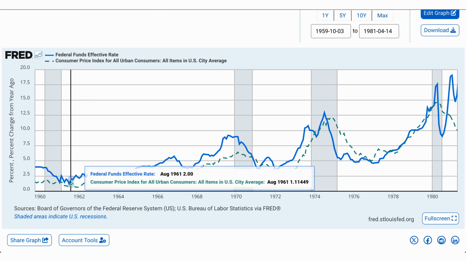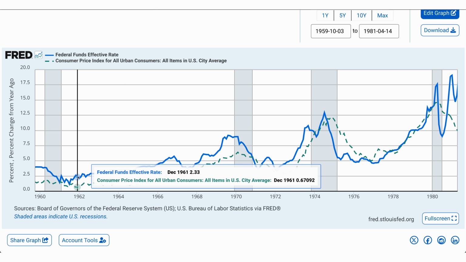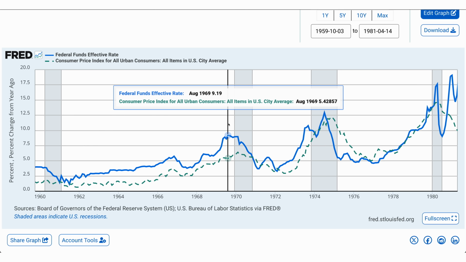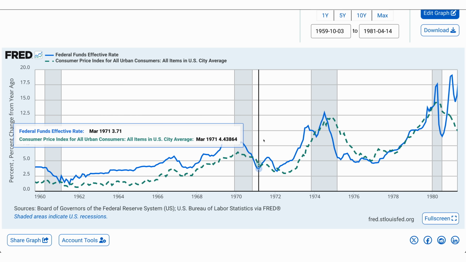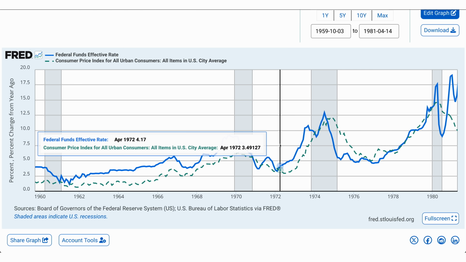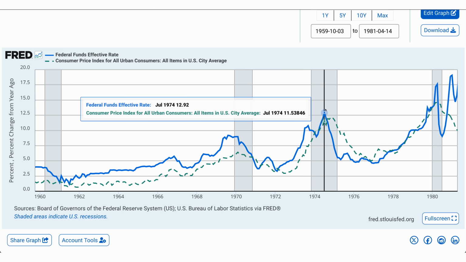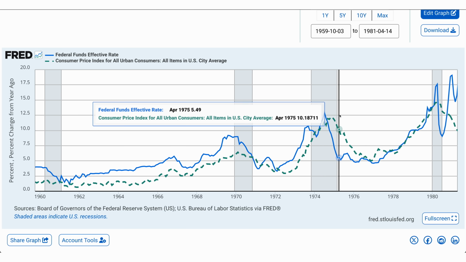In other words, the Federal Reserve began raising interest rates right here in 1961, and then right at the beginning of 1962, inflation started following it up higher. Right here in 1969, the Fed stopped raising interest rates and then started reducing interest rates. And shortly after, inflation started moving down as well. Here in 1972, the Fed started raising interest rates. And later in 1972, inflation started following it back up. And then here in 1974, the Fed started lowering interest rates. And then later in 1974, inflation started falling as well. So we see a relationship that is almost exactly backwards from what most of us would expect.